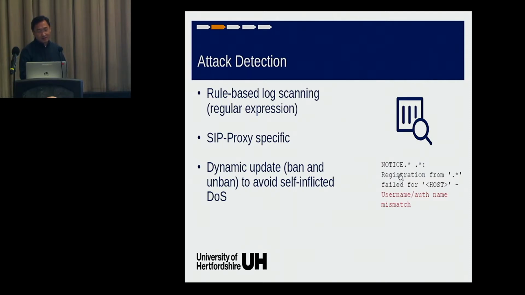So for example, for Asterisk, every time there is a username or authorization mismatch, it will come up with something like this. So your IPS needs to be able to capture this pattern, right? And then automatically write a firewall rule, okay?